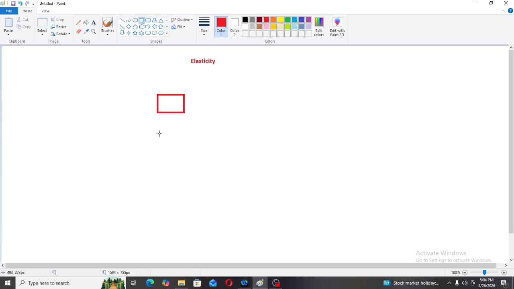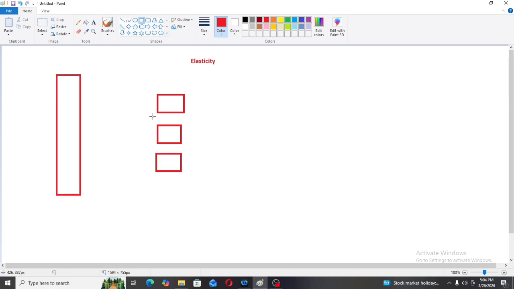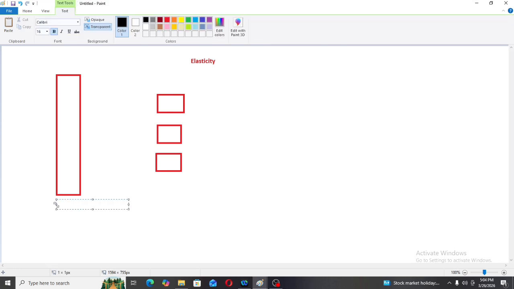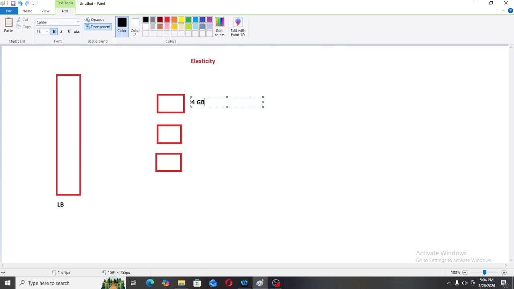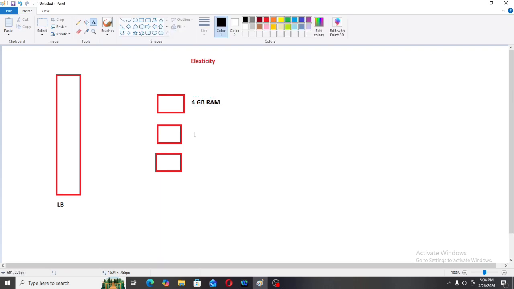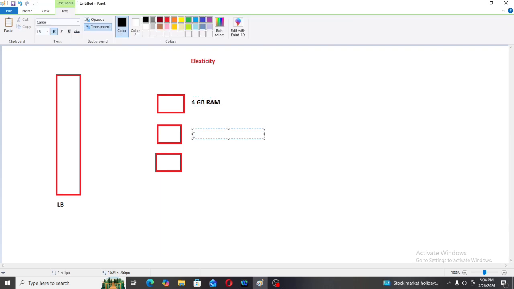So let's assume that generally we have three servers for the Flipkart application. For the three servers we have a load balancer also. This is our load balancer, and each server will have the same configuration. Same configuration means each server will have the same GB of RAM. Here also 4 GB of RAM, and here also the same.